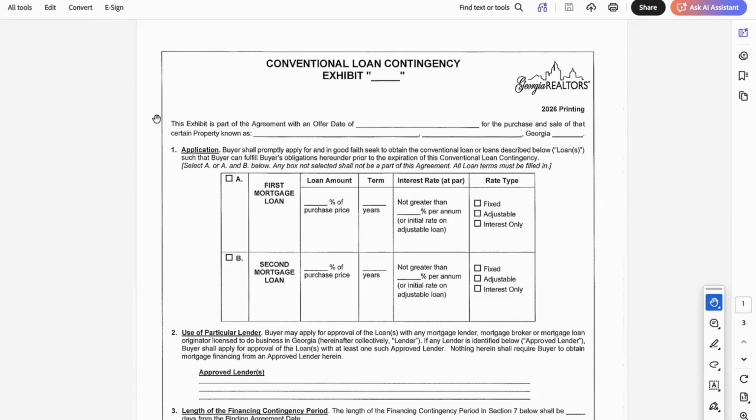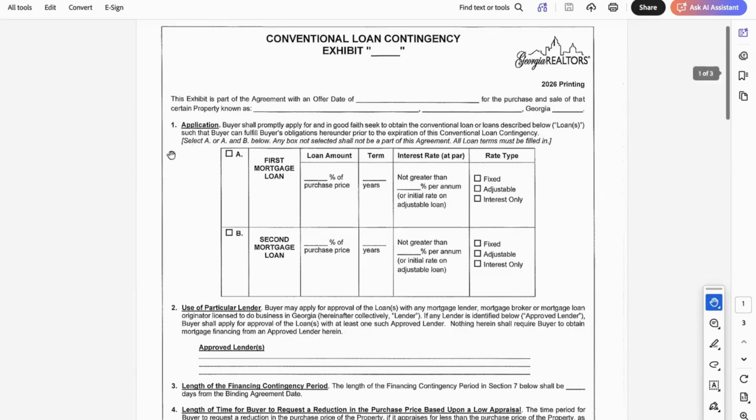And today we're going over the Conventional Loan Contingency Exhibit. This exhibit is part of the agreement with an offer date of, for the purchase and sale of that certain property known as A. Application. Buyer shall promptly apply for and in good faith seek to obtain the conventional loan or loans described below, such that buyer can fulfill buyer's obligation hereunder prior to the expiration of this conventional loan contingency.